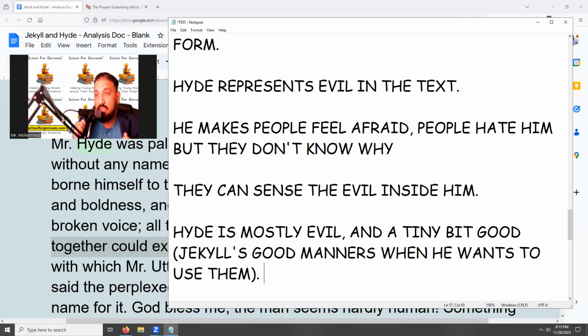Mostly evil, does a lot of bad things, hurts people. But he doesn't look on the surface as if there's anything wrong with him. It's something below, something spiritual, you could say, that they can sense, they can feel the evil inside of him, which makes them scared, makes them hate him, makes them want to kill him, and so on. So that's Hyde.